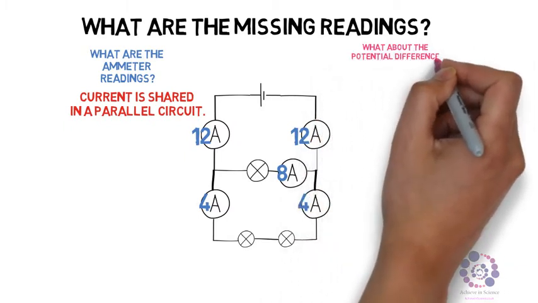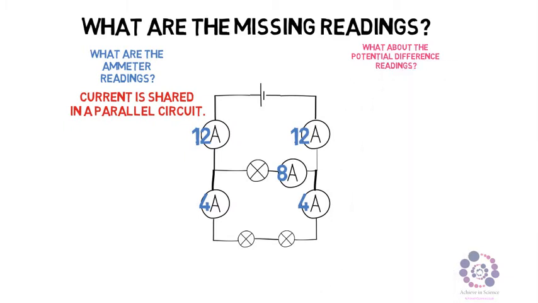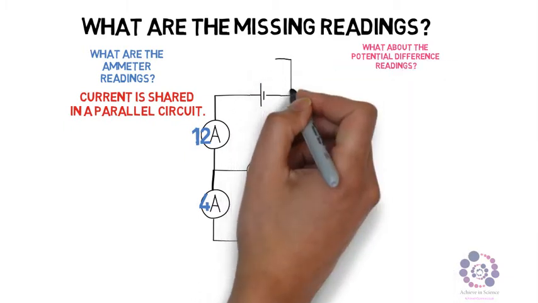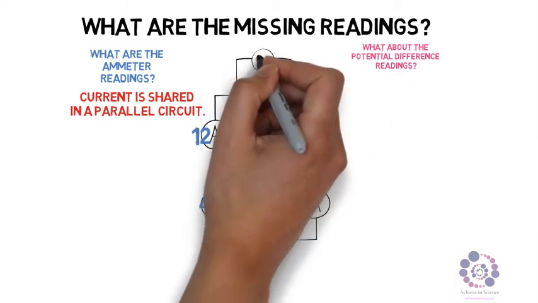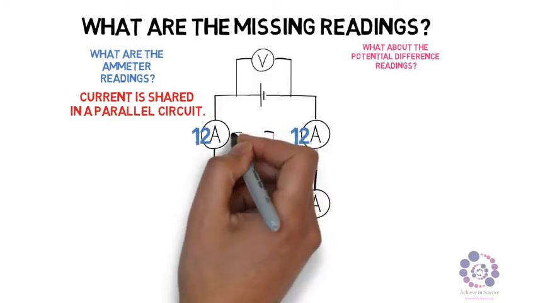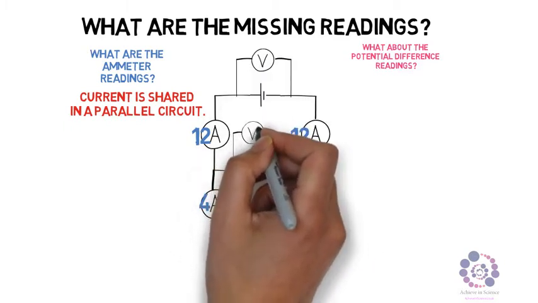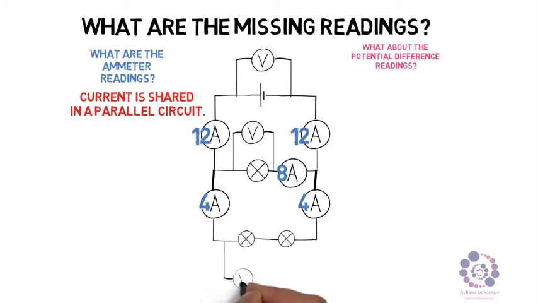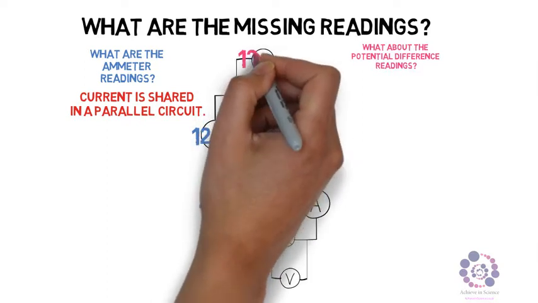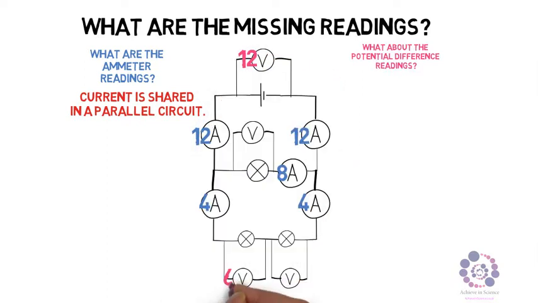Now what about the potential difference readings? Again, we first of all need to put in the voltmeters, as this is the means by which we're going to read the voltage, the potential difference. The readings that are provided to you therefore show you that the cell is providing 12 volts, and across one of the bulbs at the bottom we have 6 volts.